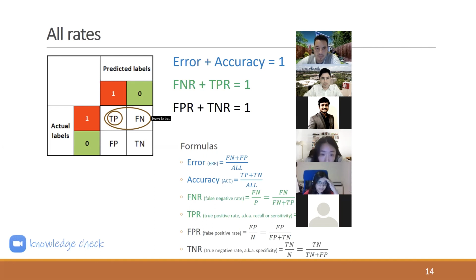All right, good, great. The first row again. So true positive rate and false negative rate, they add up to 1 because they are both describing the positive cases.